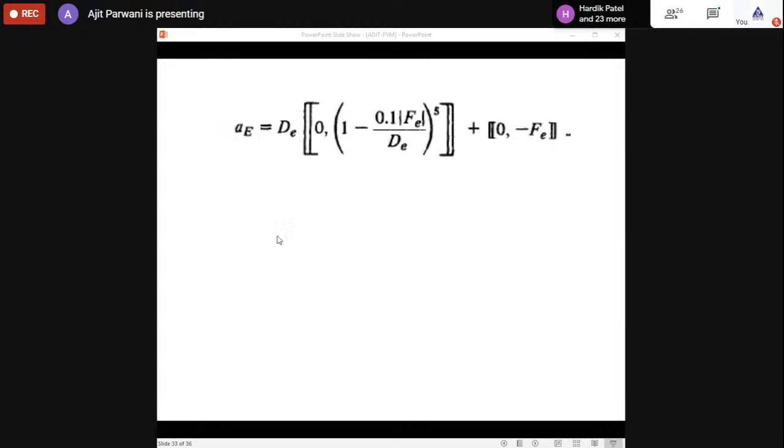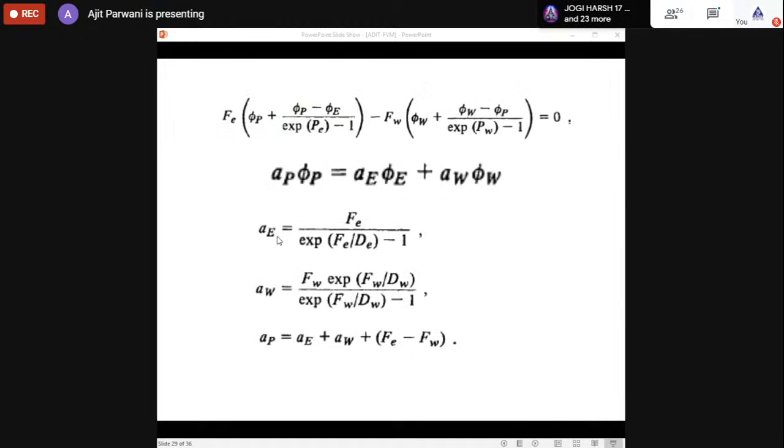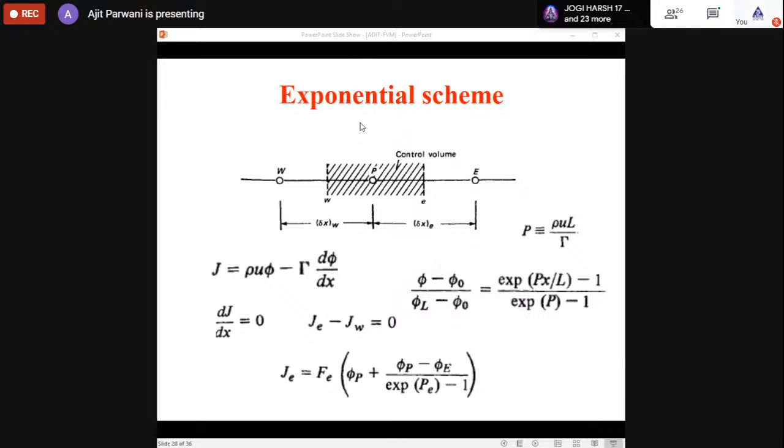The true solution is that we have other schemes. I don't know how much time I have, but I will discuss this last scheme, which is the exponential scheme. Then I will leave this presentation. So this exponential scheme is based on the exact solution. Okay, so we know that the exact solution is this. So why don't we derive the discretized equation based on this exact solution?